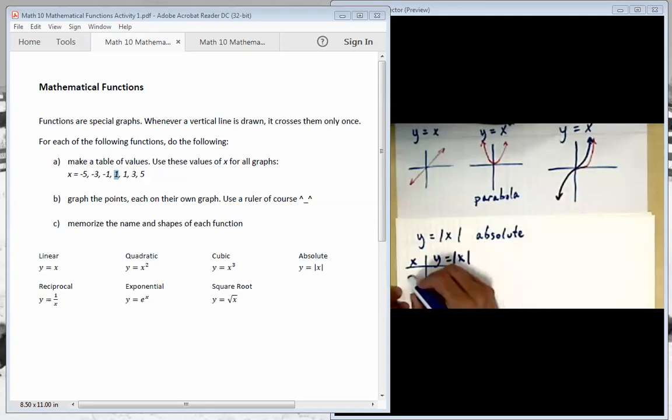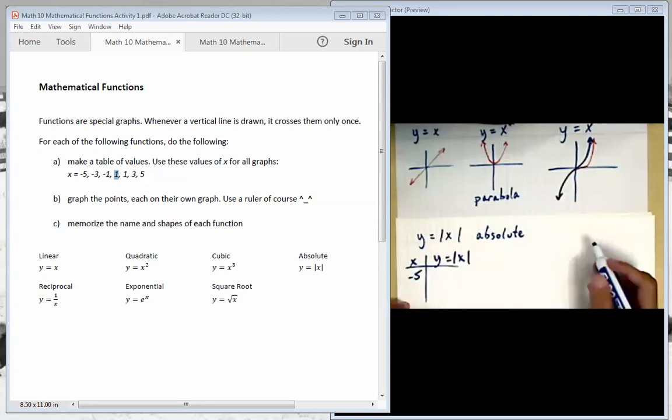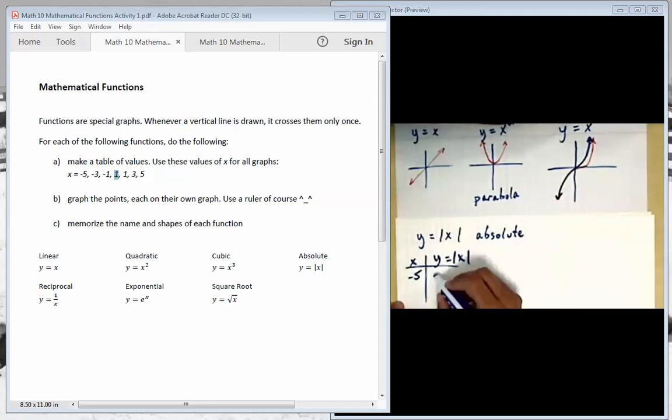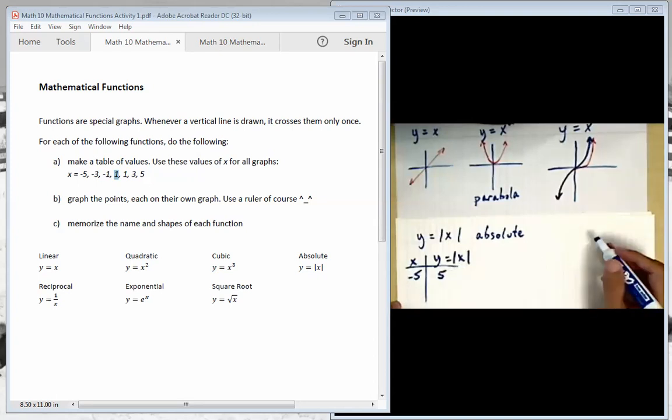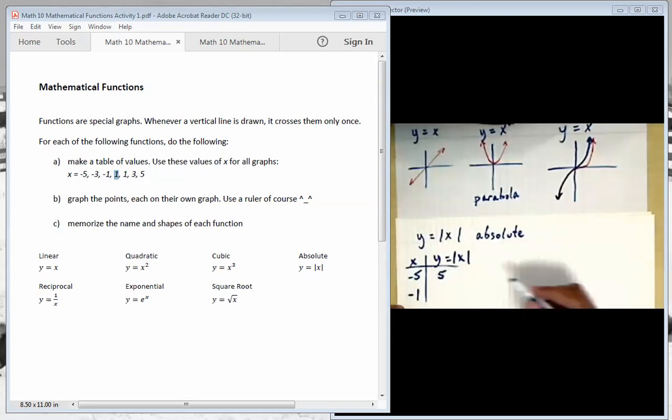If you got a -5 there, the absolute value, what it does is it makes everything positive. Okay, so it makes the inside positive, changes to a +5. Skip the -1 there. If it's a -1 on the inside, it changes to a +1.